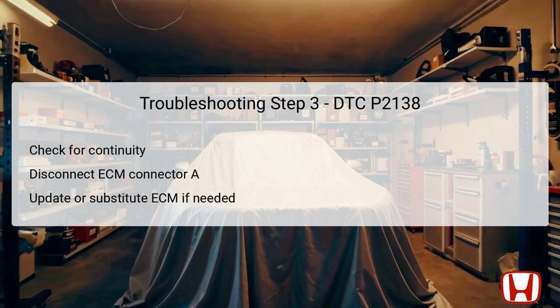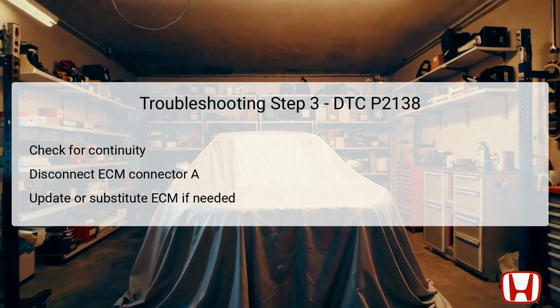The third step involves determining the possible failure area, primarily focusing on the ECM or related components. Begin by turning the ignition switch to the lock position. With the ignition off, it is necessary to jump the SCS line using the HDS, which allows the vehicle's computer system to enter a diagnostic mode. Next, disconnect the ECM connector A, which has 49 pins.